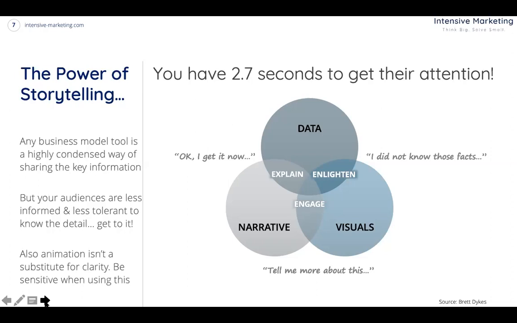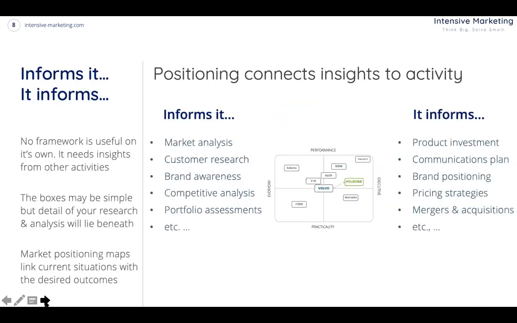Now, I'm going to just say where this fits in, as I always do, what informs it, what it informs. As you can imagine, your positioning map is informed by your market analysis, customer research, maybe some brand awareness, competitive analysis, of course, in terms of seeing what competition are doing. And maybe this could be a portfolio assessment. It doesn't need to be a brand. It could be where your products lie. Then, of course, it's going to inform where you invest in products, your communication, how you might position, indeed, how you may change your price. And when it's done at a portfolio level, it could inform mergers and acquisitions.